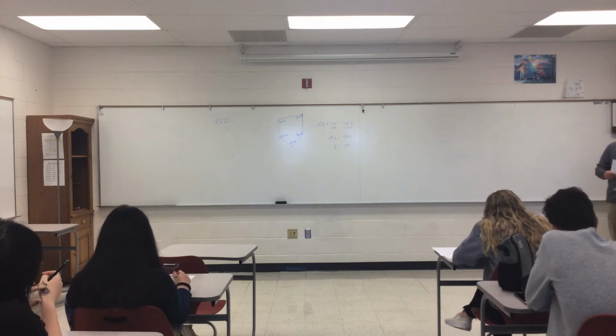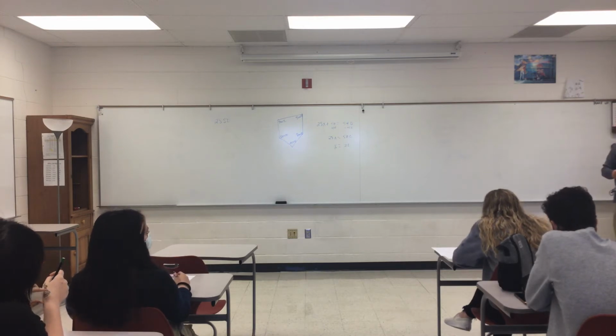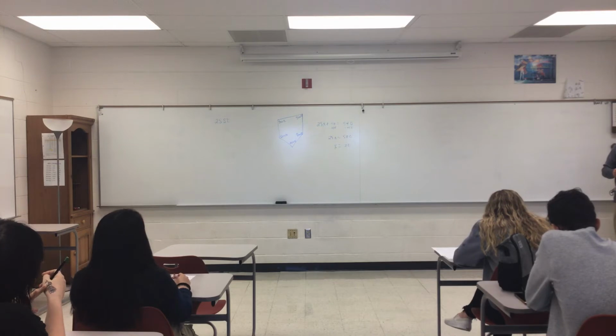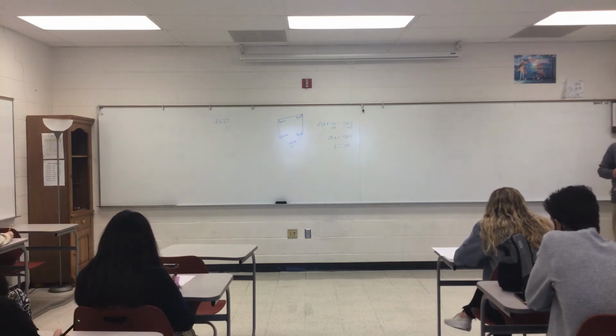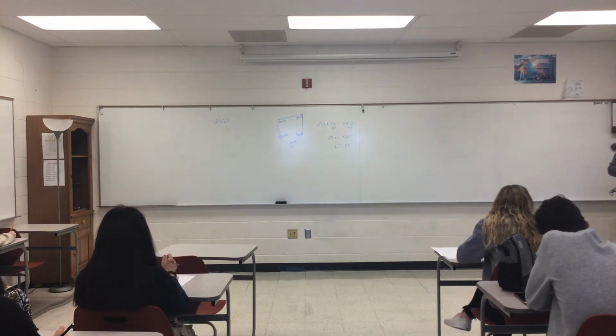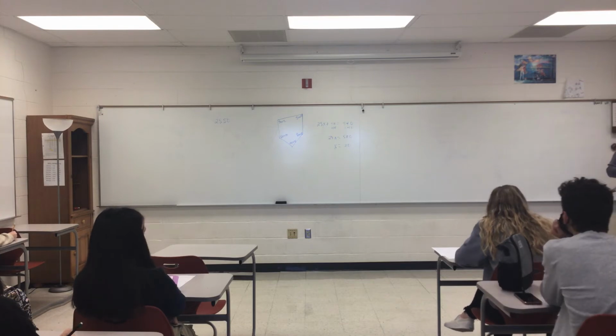So on A, we got 2880. B, all equal. C, what did 2880 divided by 18 end up being? What was it? 160? Okay.